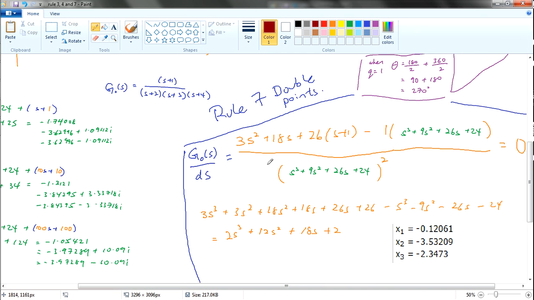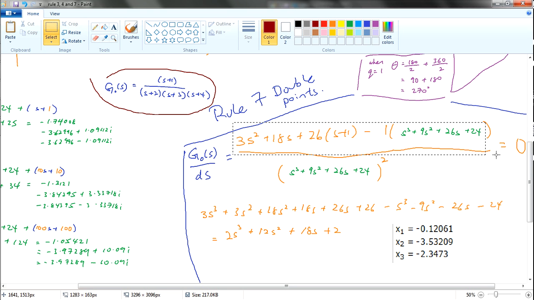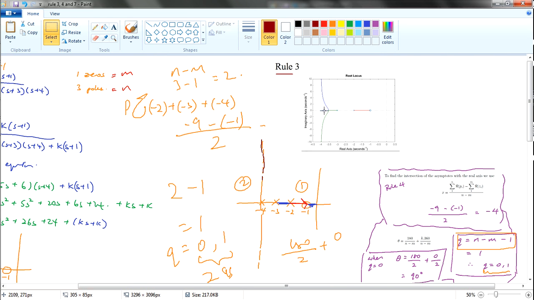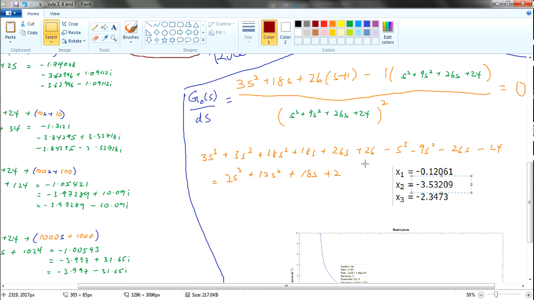You can straight away use this one. You differentiate the open loop transfer function, and once you differentiate, you only need to expand the numerator part, and then you find the roots. You can straight away use the roots because you already drew the root locus. You just need to know which is the double point and what its value is. So once you get the roots, you can know which is not in the root locus and which is in the root locus.